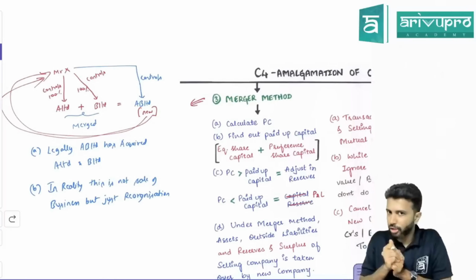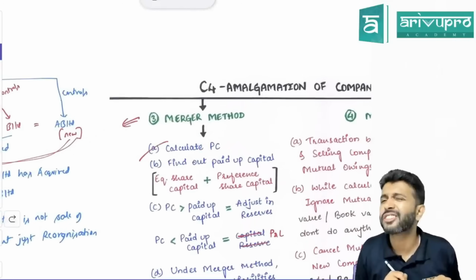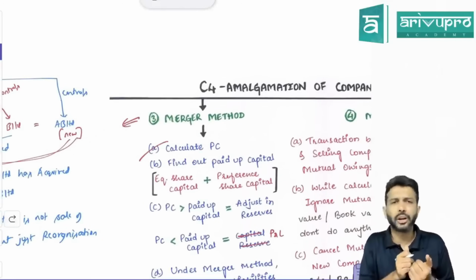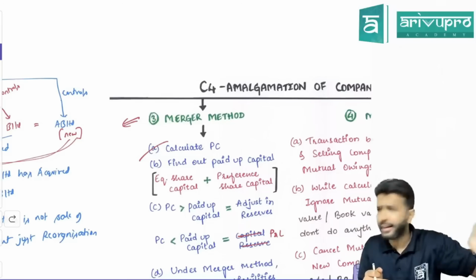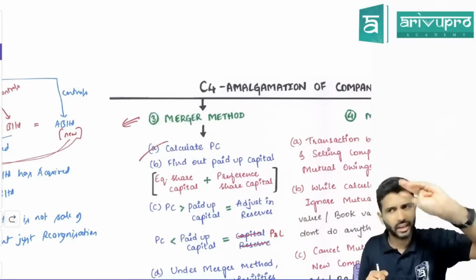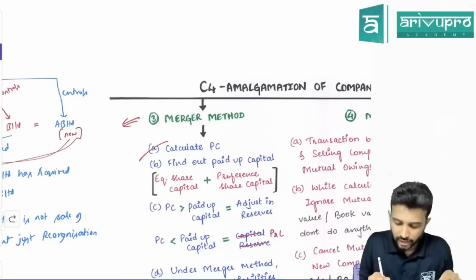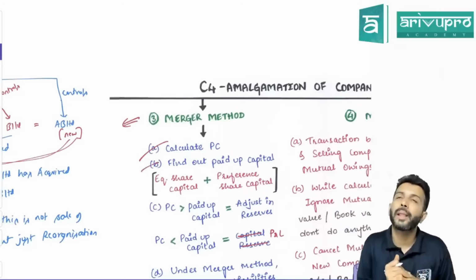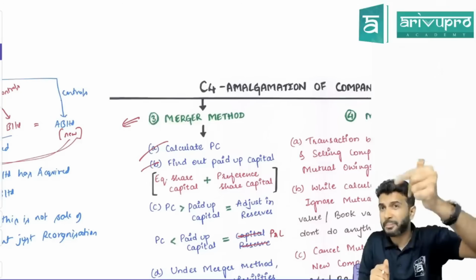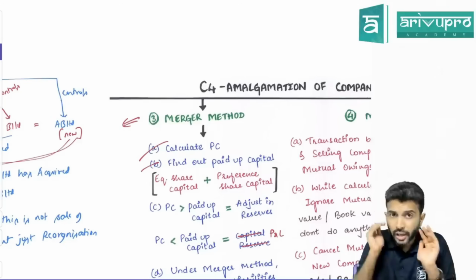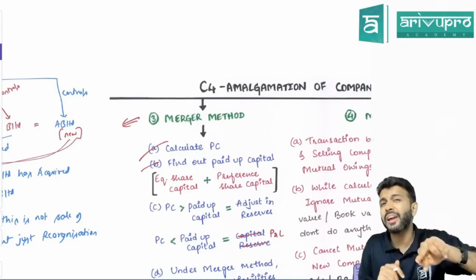So for the merger method also, if you remember, I had given you some steps. The first step is easy, same thing, which is PC. No separate thing at all. The PC calculation is same. If PC is missing, calculate net assets and that itself becomes PC. Sometimes they'll only give you the PC. Find out that. Second, in the previous method, what did we compare? PC with net assets. How did you calculate net assets? Assets minus liabilities.